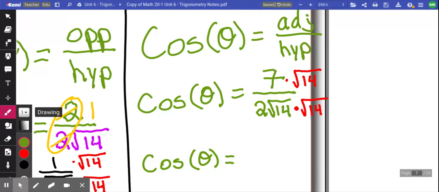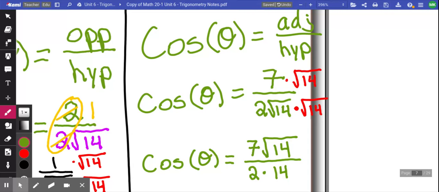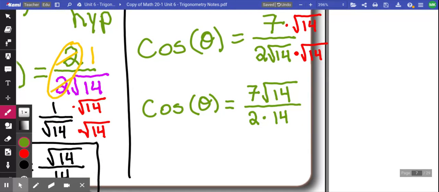Cos of theta equals 7 root 14 divided by. Now, on the bottom, this is a little trickier. That 2 is going to stay a 2. The root 14 times root 14 becomes 14, like that. Awesome. Then I'm going to simplify that. So it'll be 7 root 14 divided by 28.